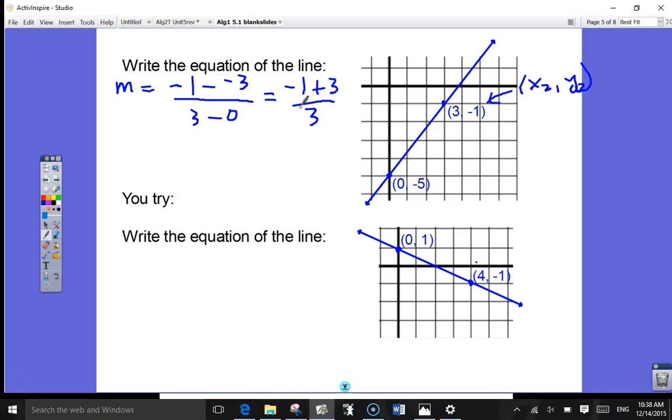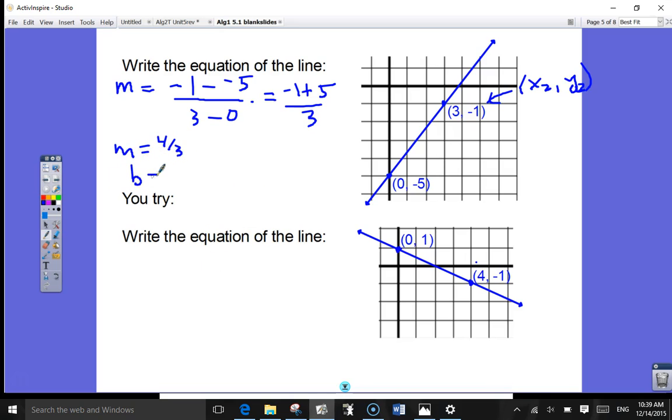Oh yeah, you're right. I was going to say, this is not working out. I didn't write that right. It was -1 minus -5, and then the 3 minus 0 is still good. So that's -1 plus 5 divided by 3. So that is m equals 4/3.